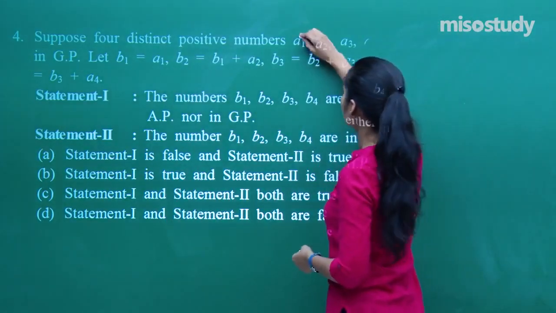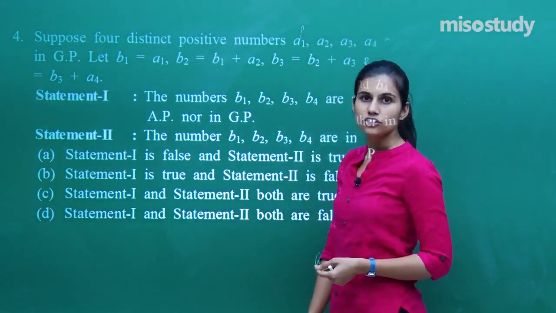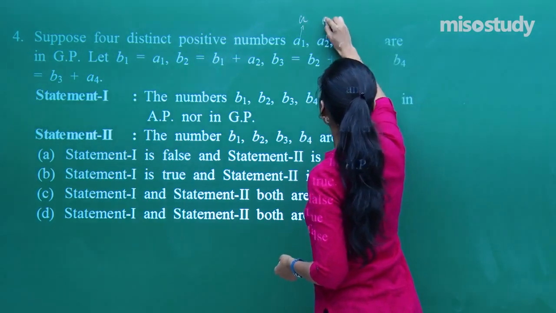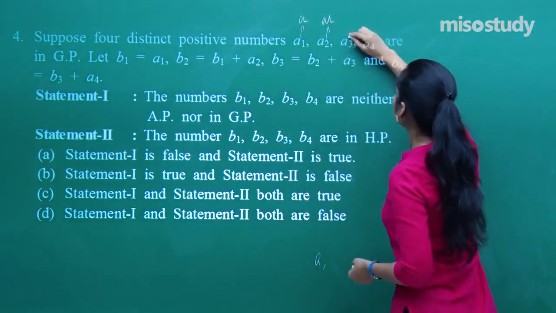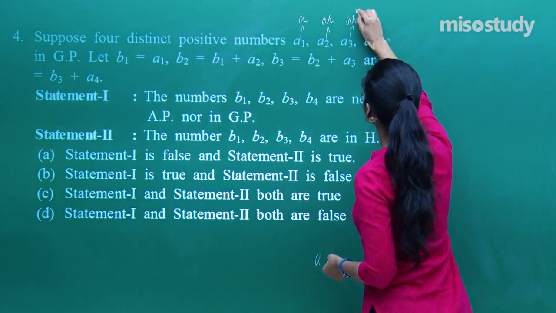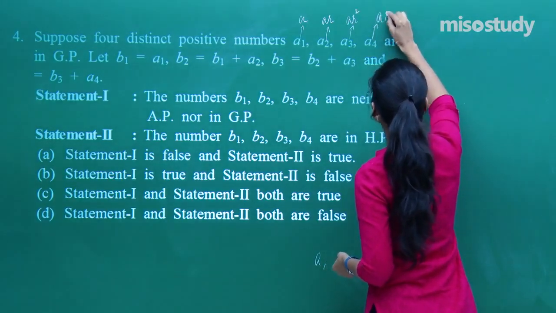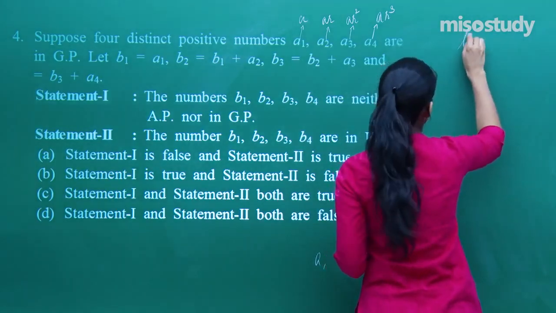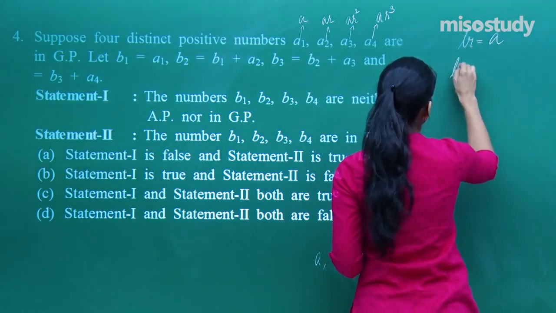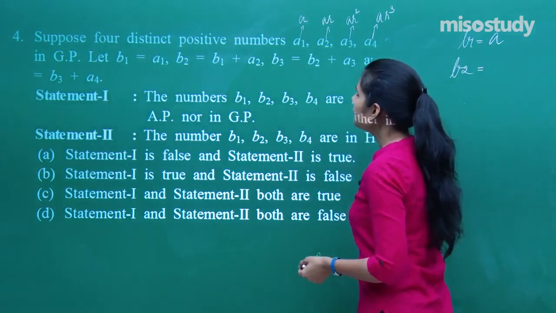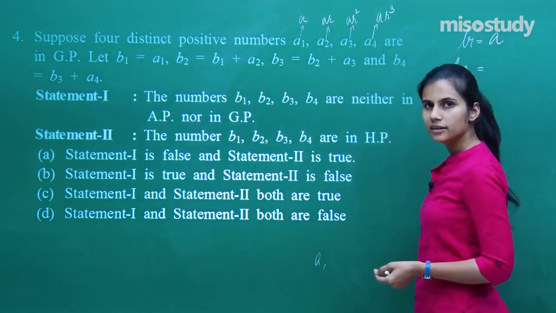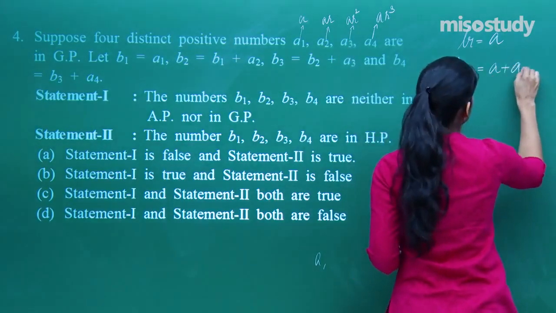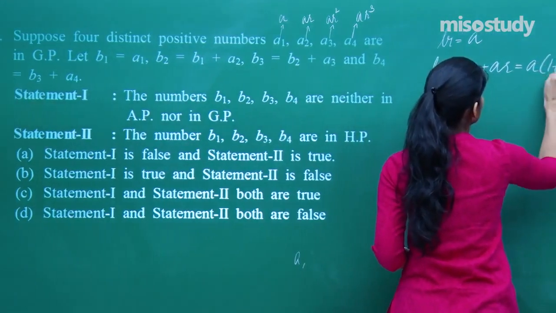If that is the situation, let the first term of that GP be small a and the common ratio be small r. So you get A1 is a, A2 is ar, A3 is ar square and A4 is ar cube. B1 is A1, so B1 is a. B2 is B1 plus A2, B1 is a and A2 is ar, so a plus ar, which is a(1 plus r).